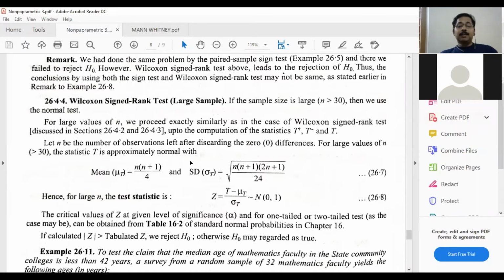Here the mean is denoted by mu T. It is given by n into n plus 1 by 4. That is the formula for finding the mean of these ranks. And its standard deviation is given by the formula root of n into n plus 1 into 2n plus 1 by 24. These derivations come from the assumptions of the binomial distribution. You are familiar with the binomial distribution.